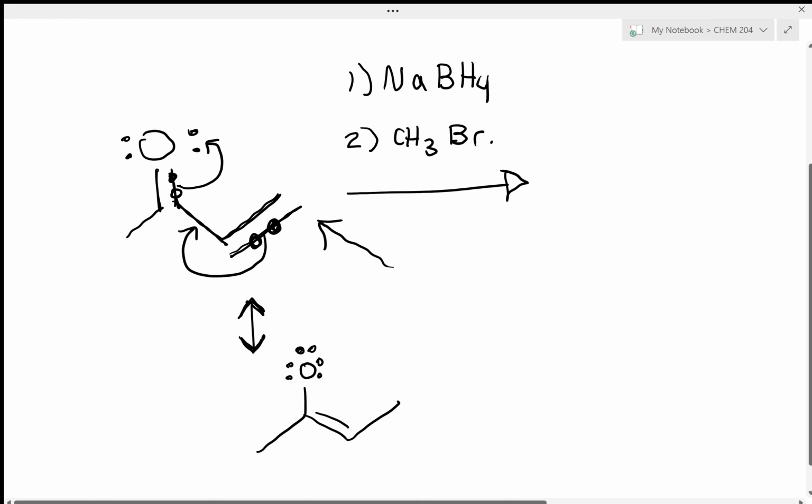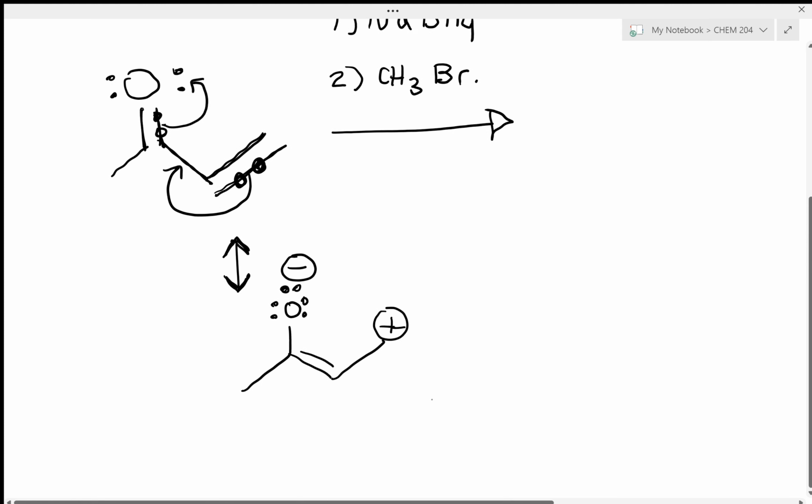What happens to that carbon? Well, that carbon becomes positive because it lost electrons. What happens to this oxygen? Well, if we calculate its formal charge, it becomes negative. So what does this tell me? Well, this tells me this is a form that the molecule is existing in. This is going to predict how my reaction might occur.